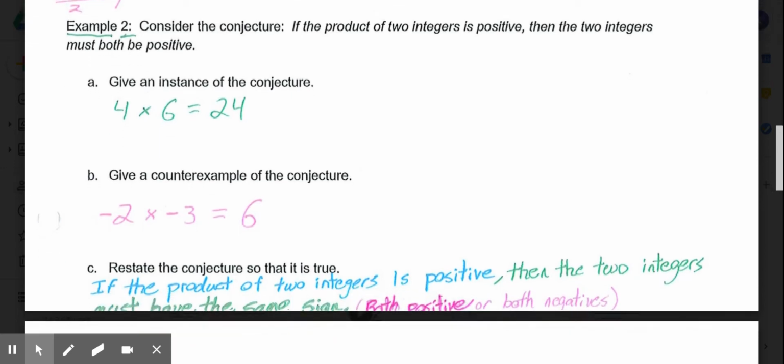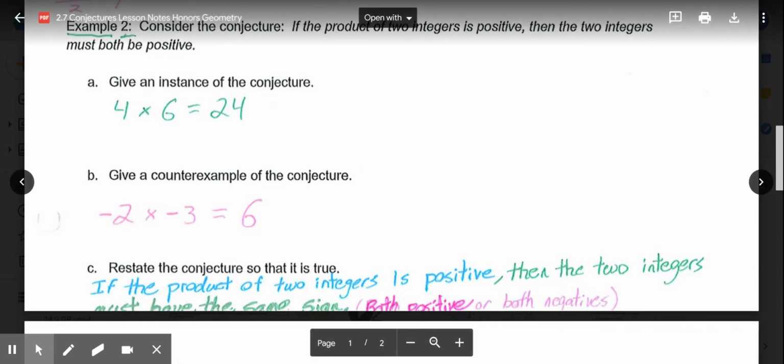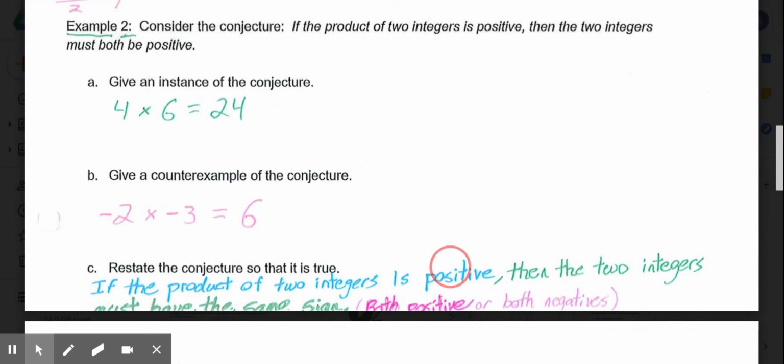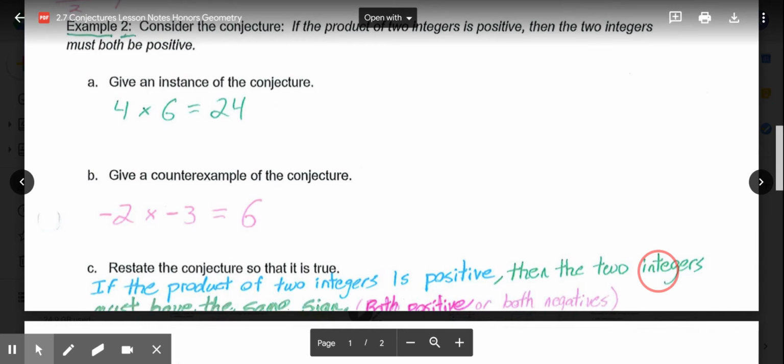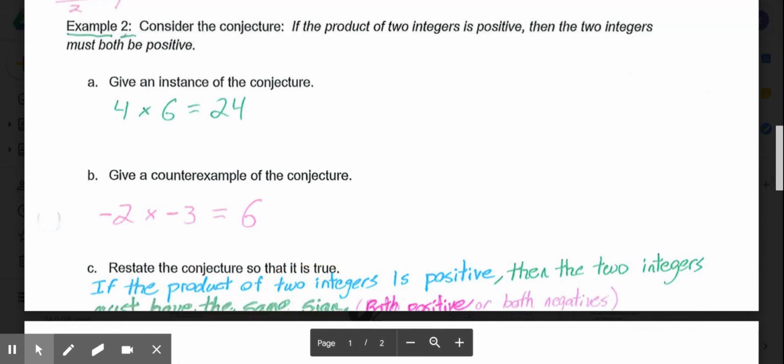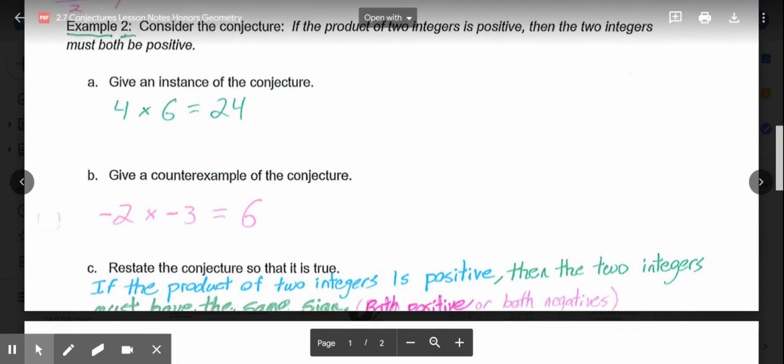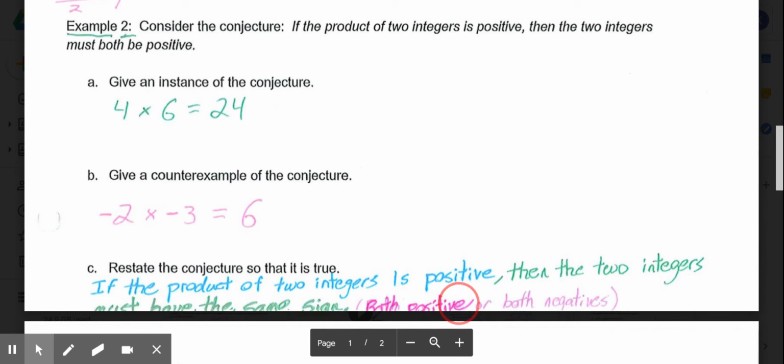To restate the conjecture so that it's true, based on the data we have, we could say: if the product of two integers is positive, then the two integers must have the same sign. So I apologize that got cut off, but it would say if the product of two integers is positive, then the two integers must have the same sign, meaning both are positive or both are negatives.